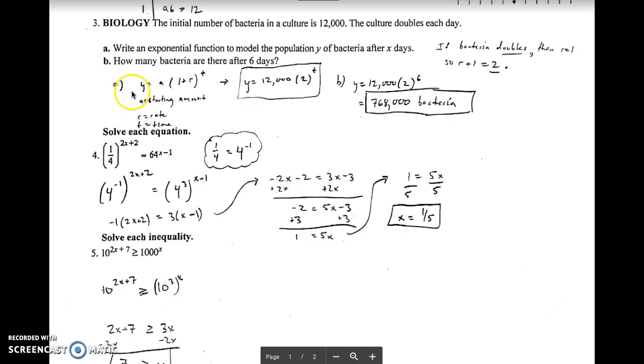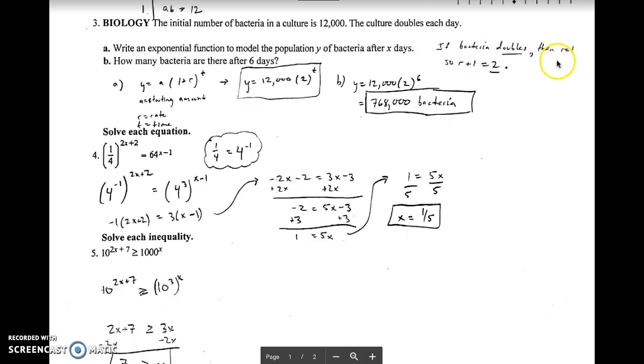So the basic equation that we talked about in the lesson for this, this would have been lesson 2 of unit 3, said y equals a times 1 plus r to the t power. Now they say they want us to use x for the days instead of t, so if you use x instead of t, that's perfectly fine. A is your starting amount, r is the rate of growth, t is the time, or for us, x would be the time. Our starting amount was 12,000, and they told us that the bacteria is doubling each day.